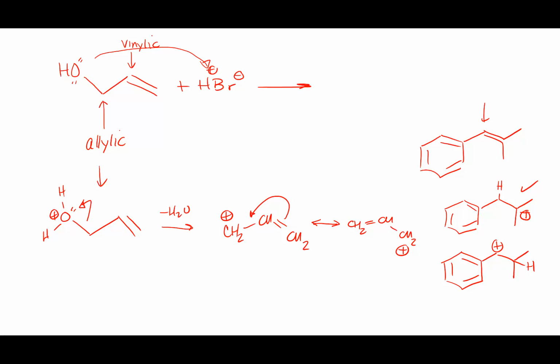SN2? Well, that's the other option. The other option would be, let's say I have a primary, my Br minus comes in, attacks that carbon and kicks off the water, and I end up with the Br attached to the CH2. So SN2 is a possible mechanism for this. We'll talk about allylic carbons because they actually have enhanced SN2 rates. We'll talk about that next week.